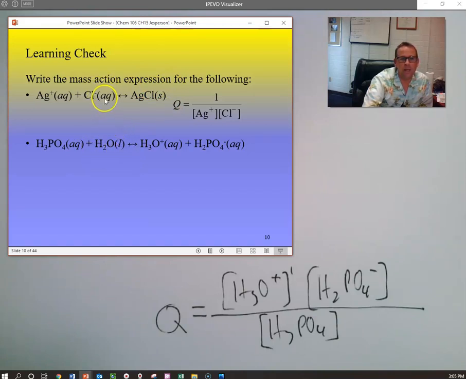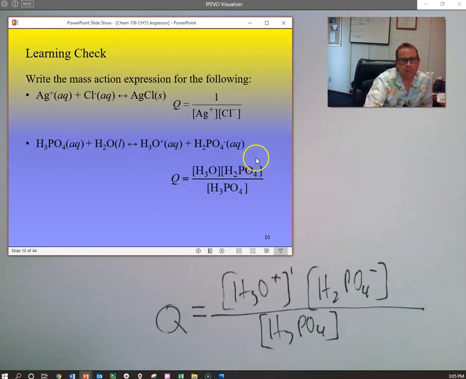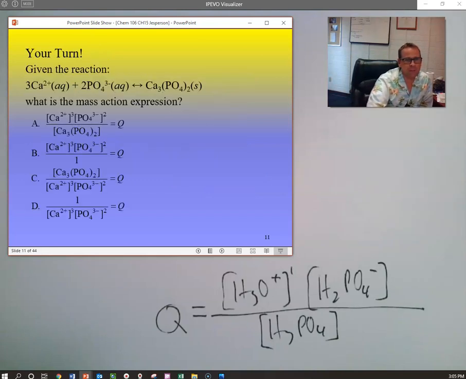It's only when it's aqueous, which you can add more of and change its concentration, or gaseous, because you can always put in more gas and it'll increase the pressure. So, there is our quotient. That doesn't include the liquid. Take-home message, we don't include solids and liquids in mass action expressions or equilibrium expressions.